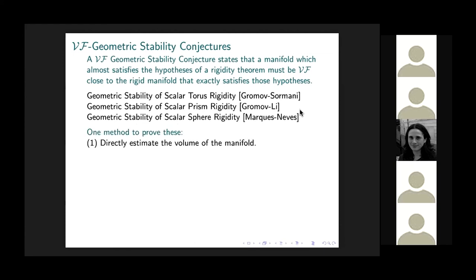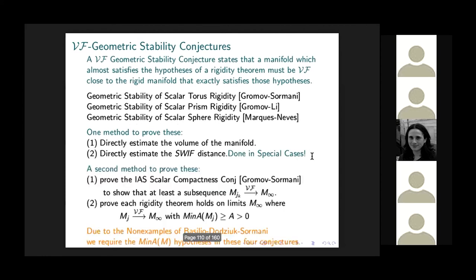One method to prove these is to directly estimate the volume of the manifold and directly estimate the Swift distance. That's one way to prove these kinds of theorems, and that's the primary way people have done it. In lecture 3, I'll talk about how you can start directly estimating Swift distances between two manifolds, and that's done in special cases. A second method is to use the IAS scalar compactness conjecture to show that a subsequence has to converge in the volume preserving intrinsic flat sense, and then prove the rigidity theorem holds on the limit.